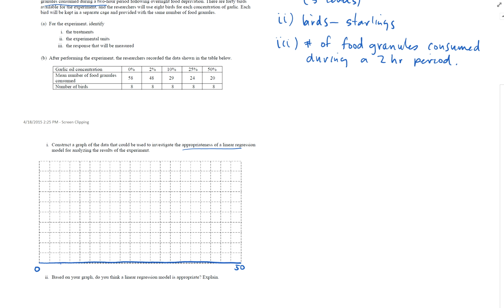1, 2, 3, 4, 5, 6, 7, 8, 9, 10, 11, 12, 13, 14, 15, 16, 17, 18, 19, 20. There's 20, so 1, 2, 3, 4, 5, 6, 7, 8, 9, 10. So here's 25%. And I've got 10%, so that would be half of that. 1, 2, 3, 4, 5 is 12, so we'll call this 10%. And then 5 is half of that, so 2 is going to be a little bit below. So we got 2, 10, 25, and 50.